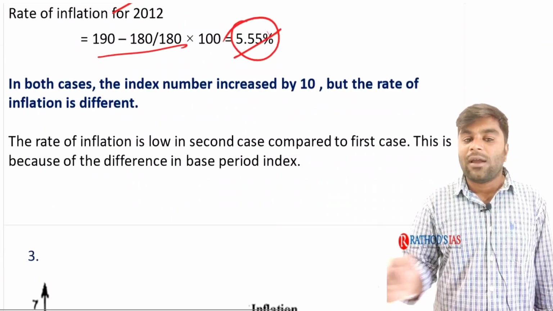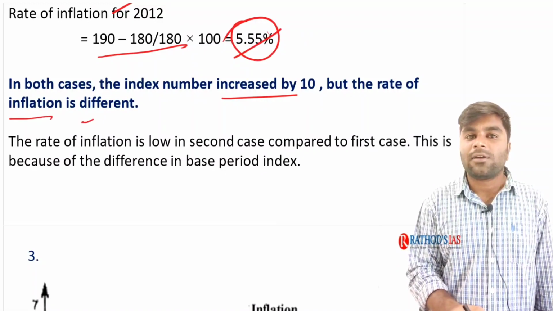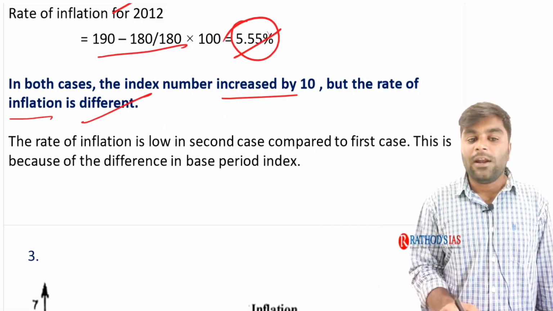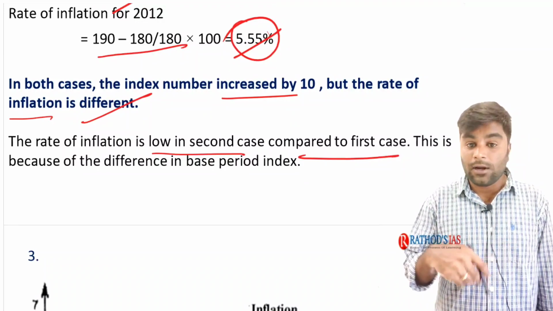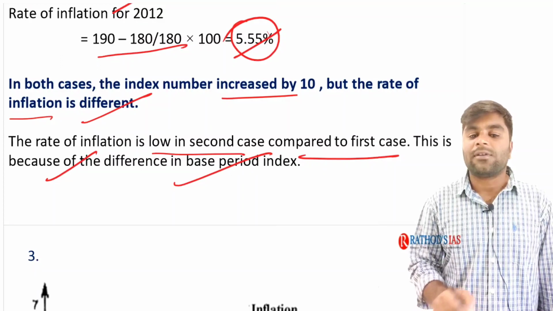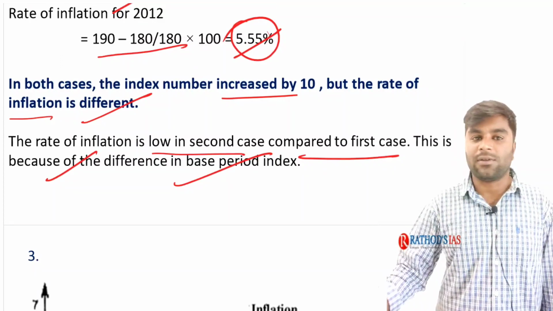I hope you understood. In both cases, the index number is increased by 10, but the rate of inflation is different. The rate of inflation is low in the second case compared to the first case. This is because of the difference in the base year's price index, the base period index. This is called base effect. I hope it is very clear.